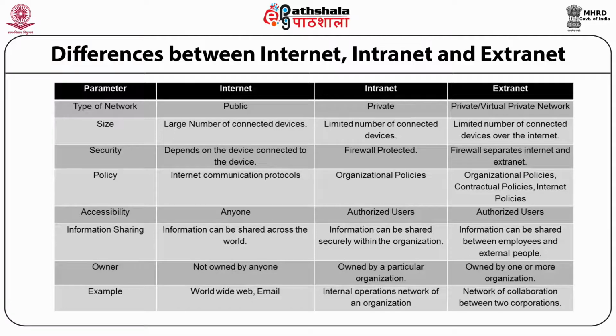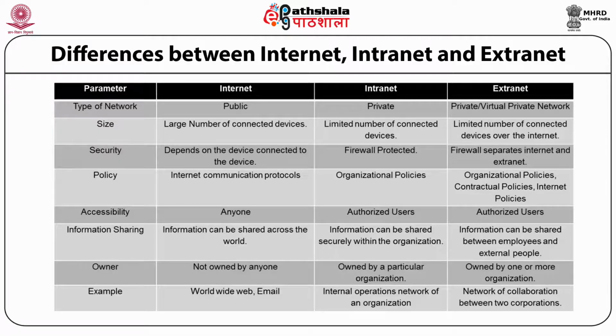The accessibility under the internet, it is anyone could access. Intranet, only the authorized user have the access, whereas extranet, also the authorized user have an access. When you talk about internet, the information can be shared across the globe. Under intranet, information can be shared within the organization. And when we talk about the extranet, information can be shared between employees and the external people.